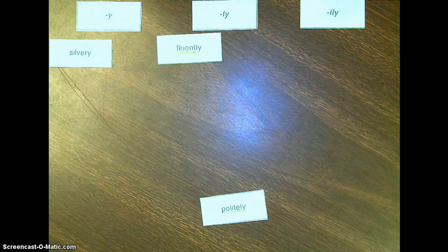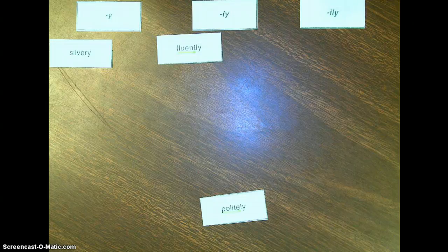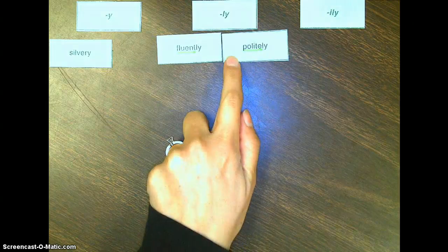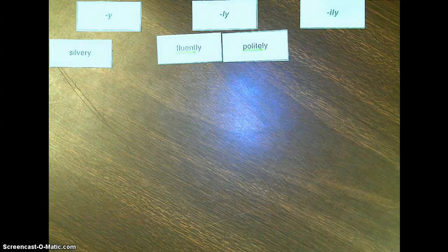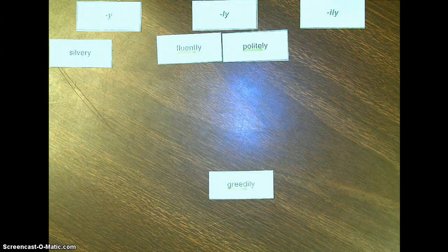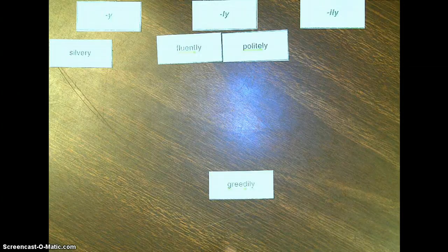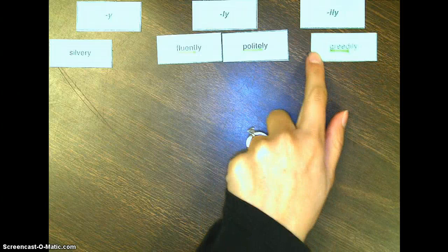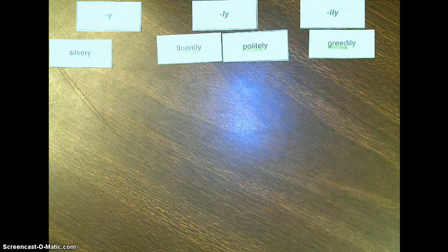Politely is another word from our list. I see the base word polite and then the suffix ly added to the end. So I'm going to put this one in the ly suffix category. Greedily. The base word is greed, and after greed there's a suffix ily added. So greedily goes into the ily category.